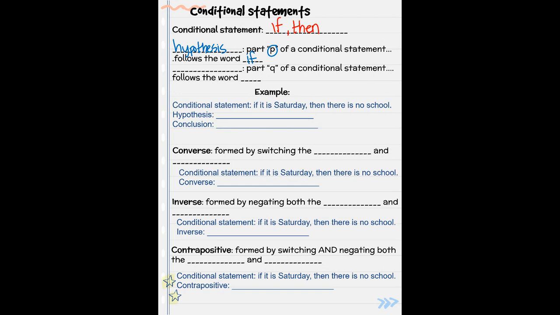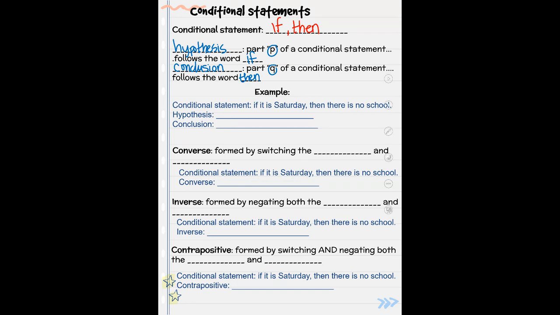And the conclusion is what follows the then part. We call that the Q. So we're going to be using P's and Q's. There we go. Okay, so our example. Here's a conditional statement: if it is Saturday, then there is no school.